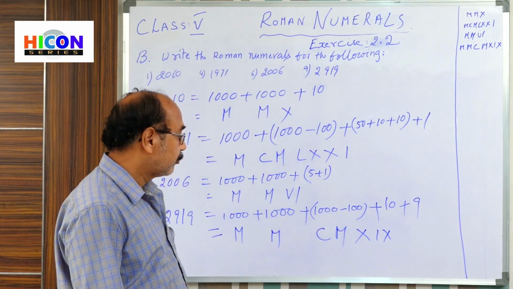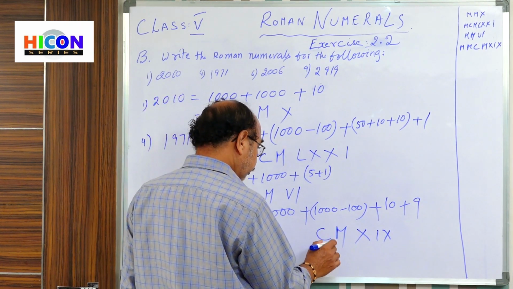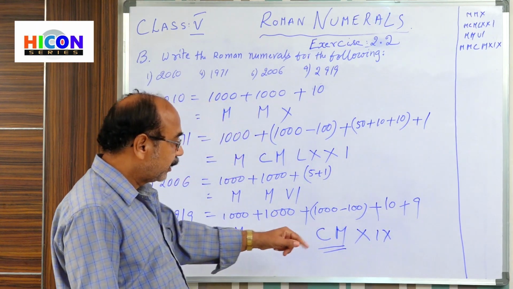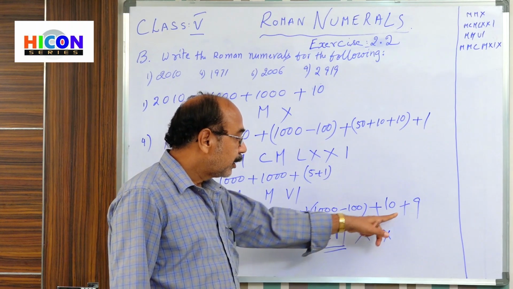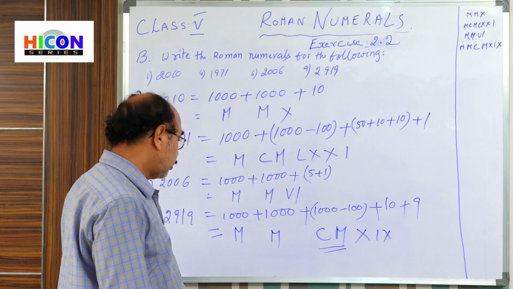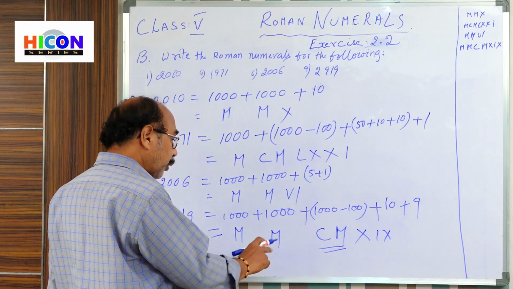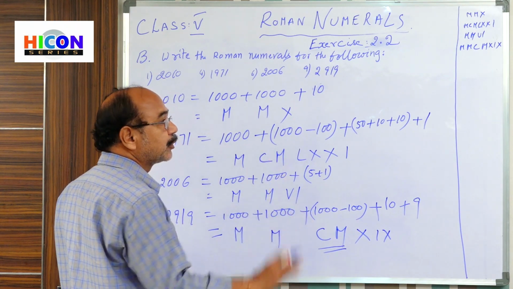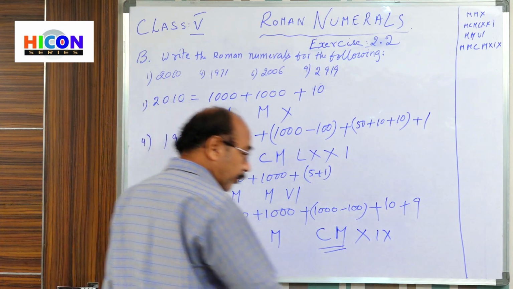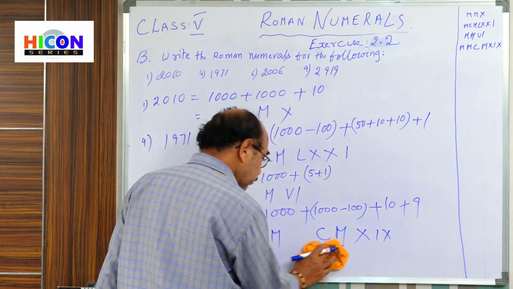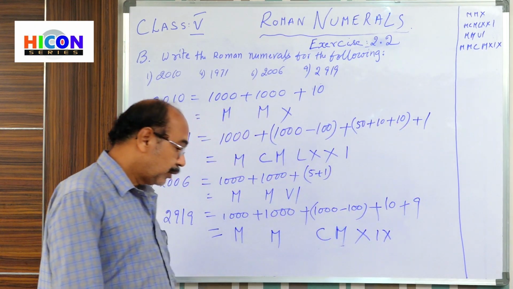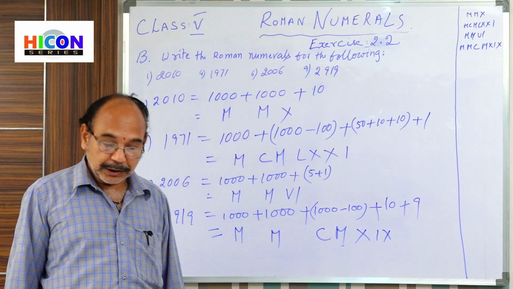CM is for 900, X for 10, and 9 is IX. Okay, children, so the result is MMCMXIX. This is for 2990. Like this, we have to prepare the Roman numerals for the given Indo-Arabic numbers.